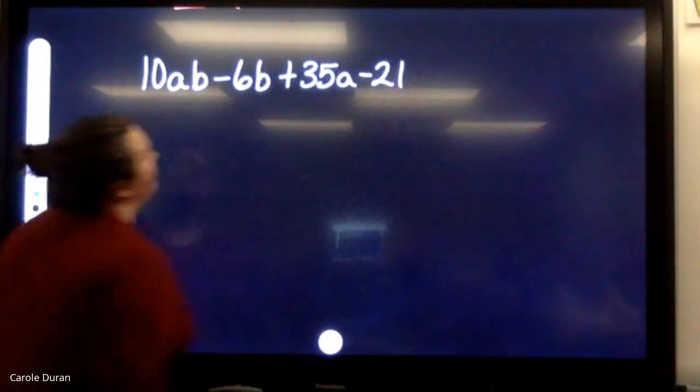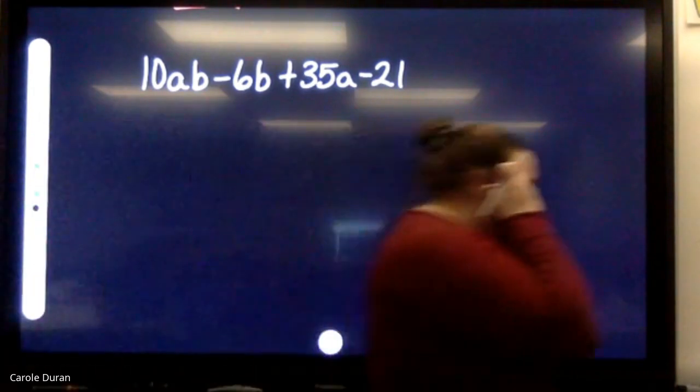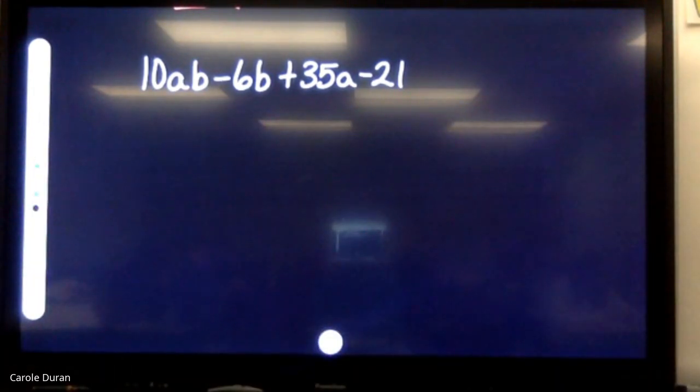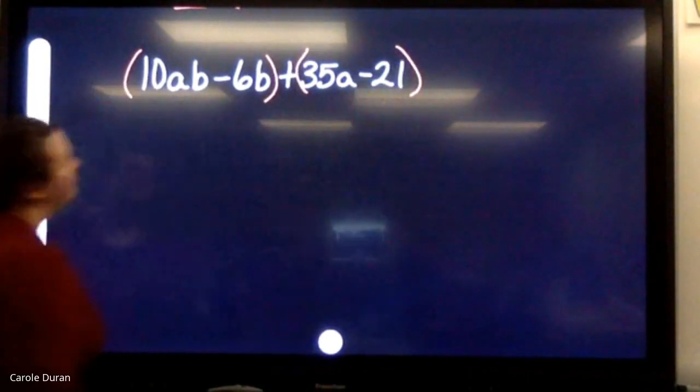Okay. So I have 10AB minus 6B plus 35A minus 21. We're going to factor by grouping again because I have no special case that's going to work for this. When I factor by grouping, I'm going to put my first two together and my second two together. Okay, so I put these first two terms together and I put my second group together.